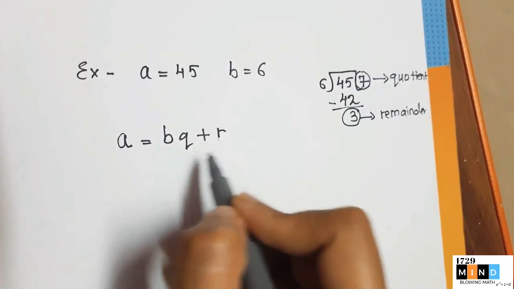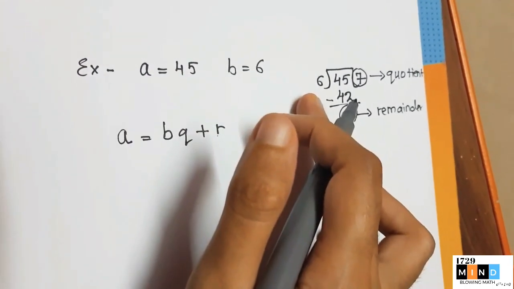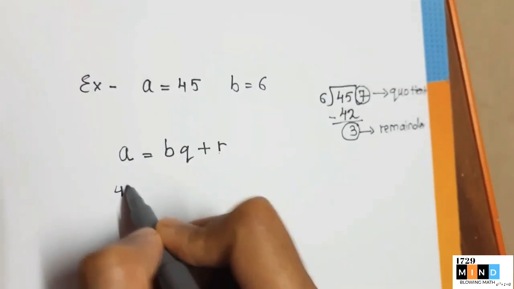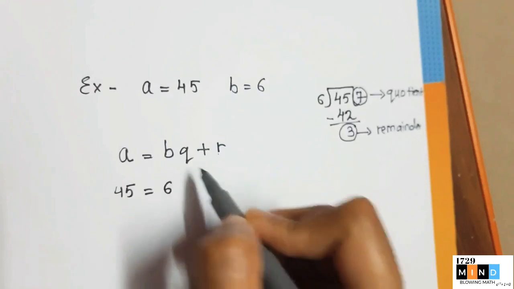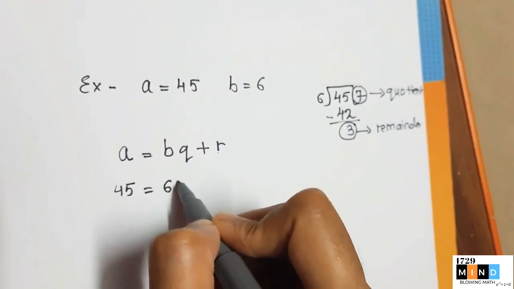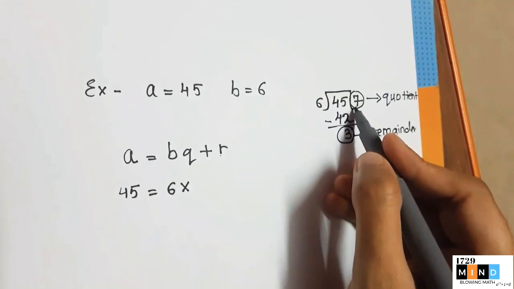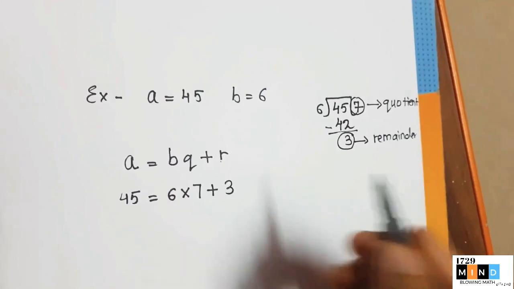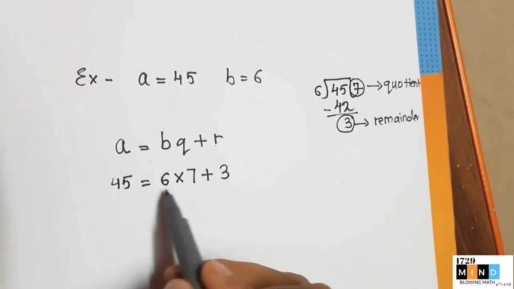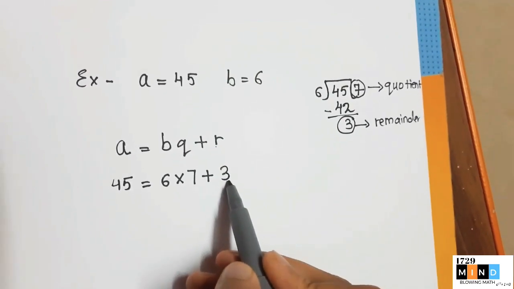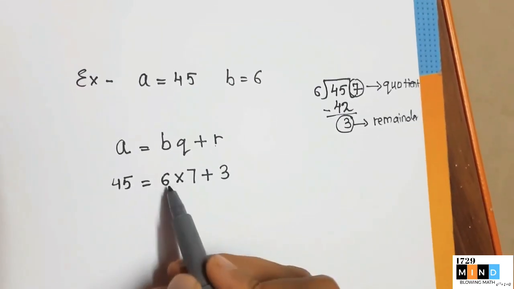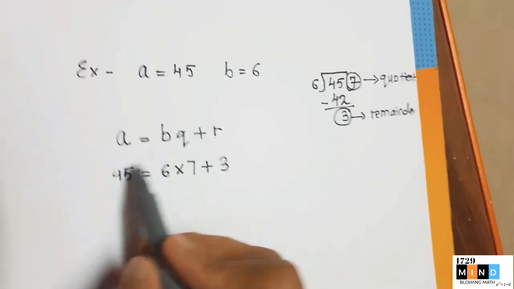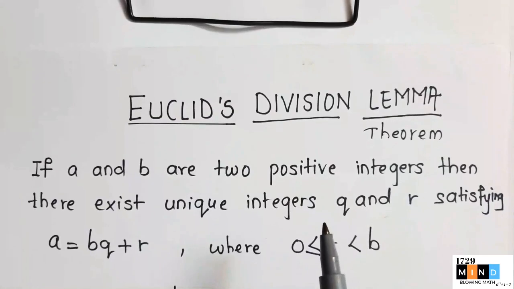Now we will see whether the division lemma is satisfied with this example. Instead of a, I will write 45. Instead of b, I will write 6. bq means 6 multiplied by q, the quotient, that is 7, plus r, the remainder, that is 3. Now if we carefully look at the right hand side, it is 6 into 7 plus 3. 6 into 7 is 42, and 42 plus 3 is 45. That means we are satisfying the division lemma.